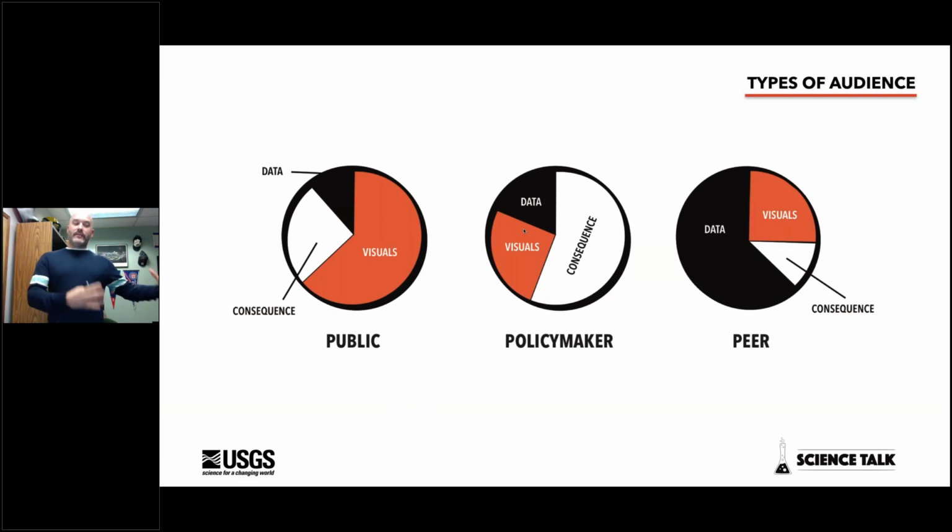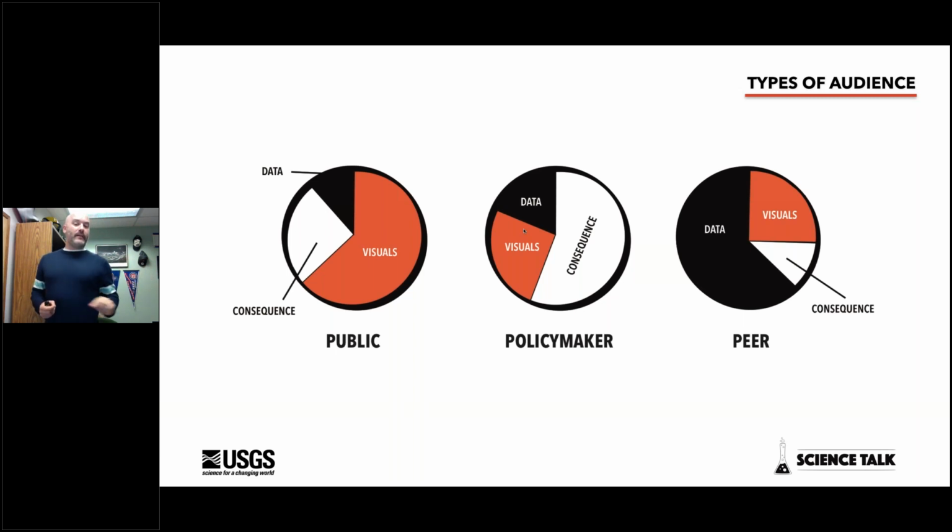And the best way to reach them is strong visuals, explaining the consequences, the so what, why does it matter to me, and then providing a little bit of data. If you're speaking to the public and you have equations and box plots in your presentation, chances are you're not going to be as successful.